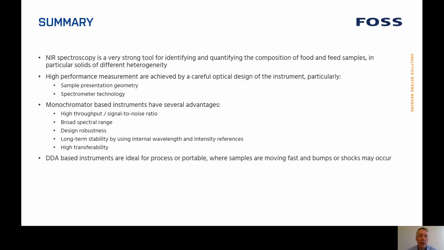Monochromator-based instruments have several advantages. It's possible to have a very high throughput, thus achieving a high signal-to-noise ratio of the spectra. It's possible to have a very broad spectral range, covering even the visible part of the spectrum. The monochromator design can be made very robust, and we've seen that long-term stability may be achieved using the internal wavelengths and intensity references.